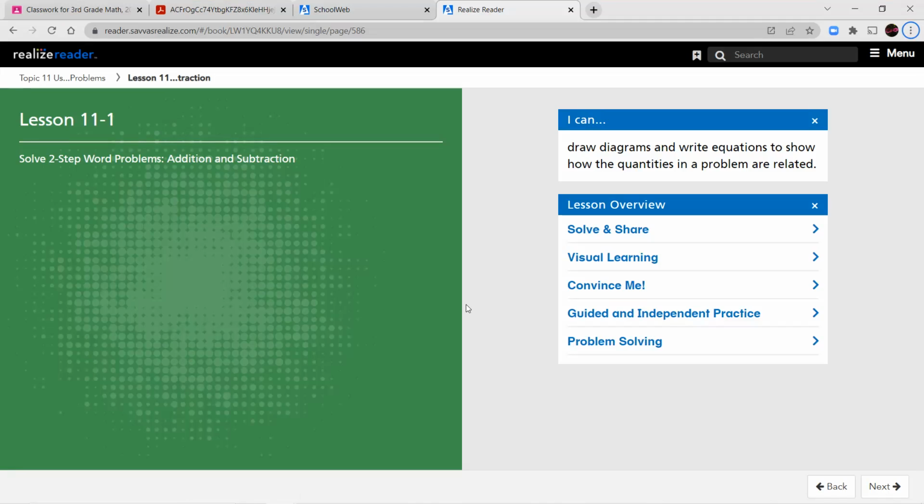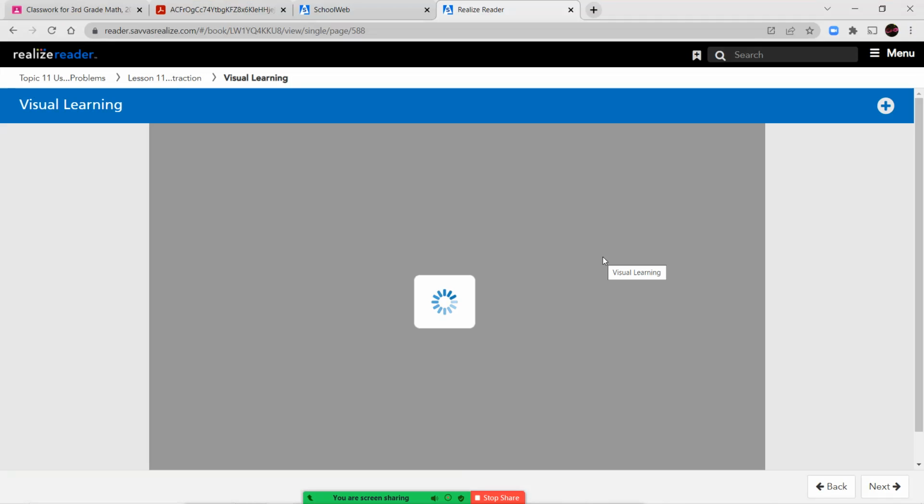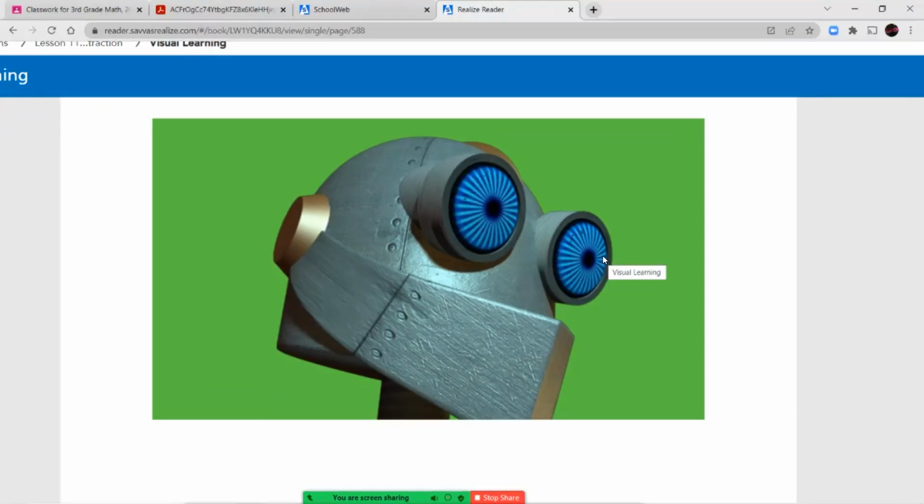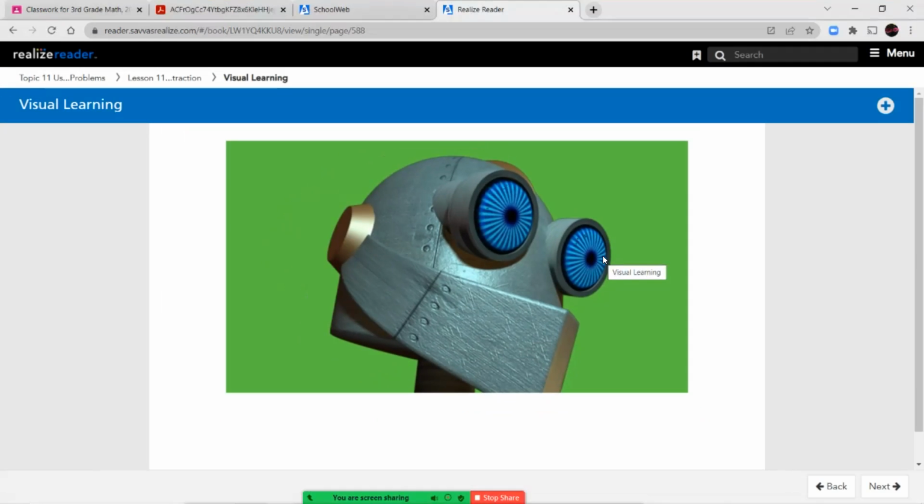We're going to begin with Lesson 11-1. In this chapter, we're going to focus on solving two-step word problems and different strategies we can use. So our focus for this lesson is going to be solving two-step word problems that focus on addition and subtraction. Let's go ahead and watch our short video lesson together, and then we can begin our notes.